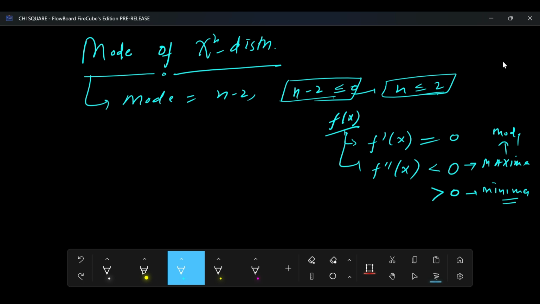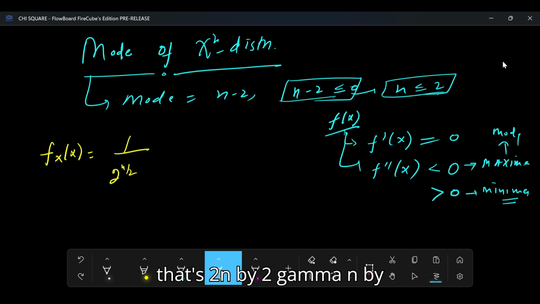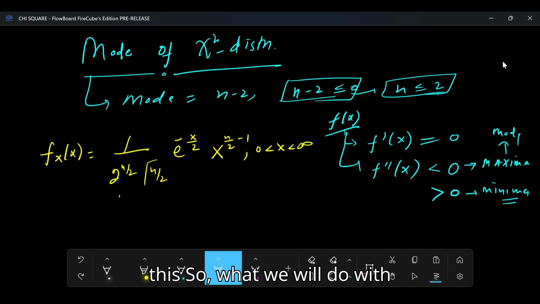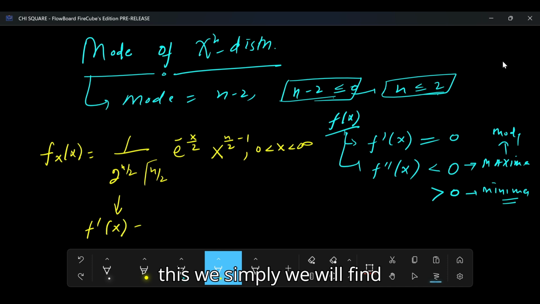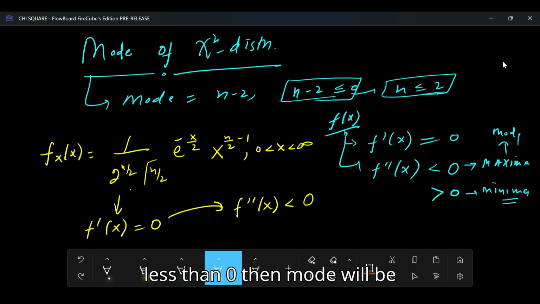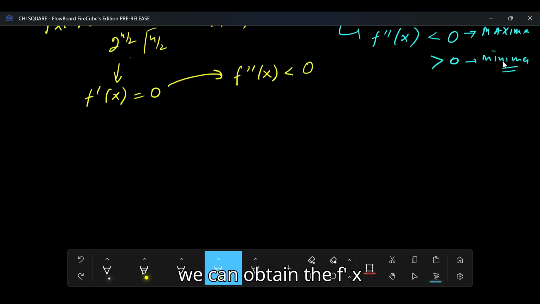So here we have f of x, that's the distribution of chi-square, that's 1 upon 2 raised power n by 2 gamma n by 2, e raised power minus x by 2, x raised power n by 2 minus 1, and this is between this. So what we will do with this, we will find f dash x and put that equal to 0, and then we will see f double dash x. If this will be less than 0, then the mode will be maximum, that we will get the maximum value simply. So see how we can obtain the f dash x.